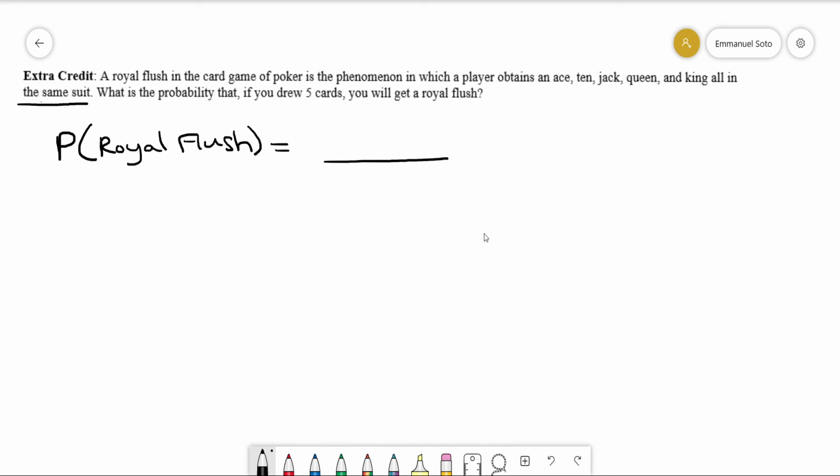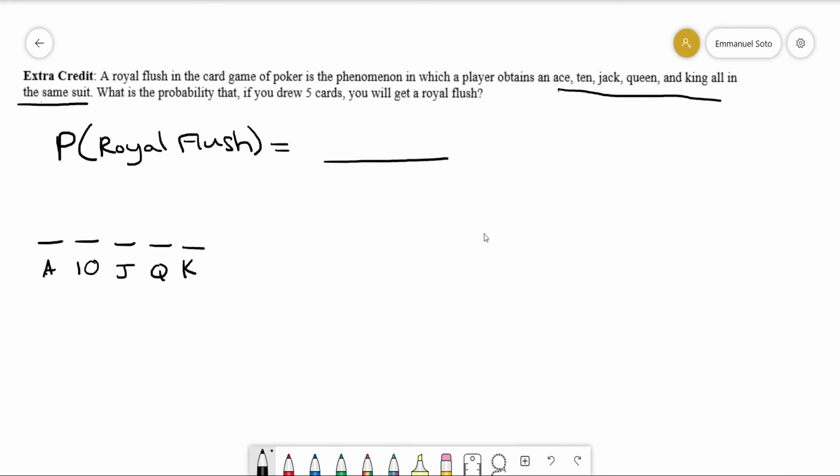So we know we have a fraction for this. Now, let's go ahead and draw our slots. So we have 5 cards that we're going to select. If we drew those 5 cards, they have to have those cards: ace, 10, jack, queen, and king. So let's start with ace, 10, jack, queen, and king. Let's assume we have that.